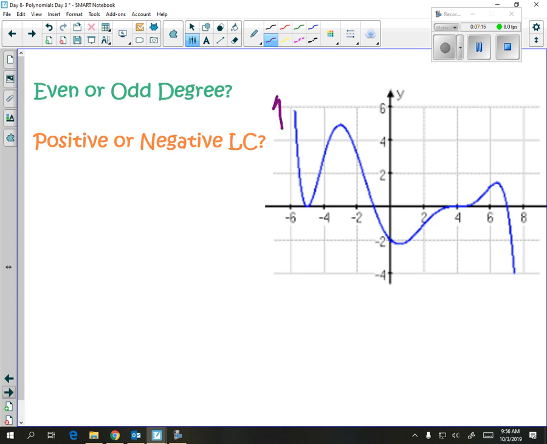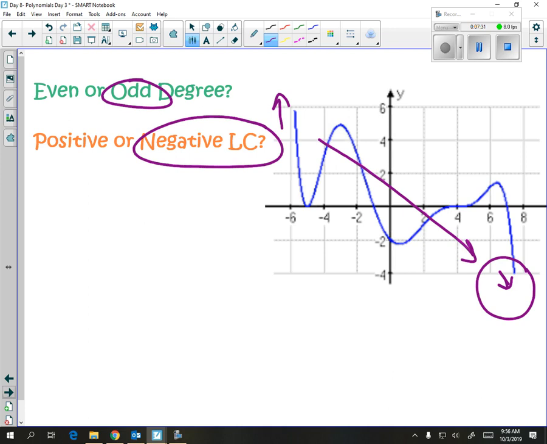One arrow's going up, one arrow's going down, so it's an odd degree because they're heading in opposite directions. And because overall this graph is heading down, you are ending going down, it is a negative leading coefficient.